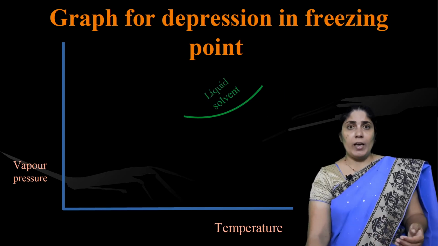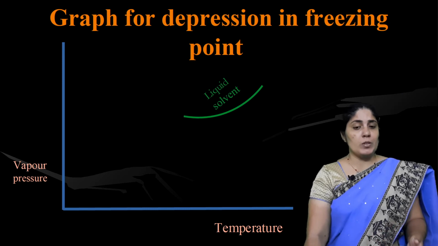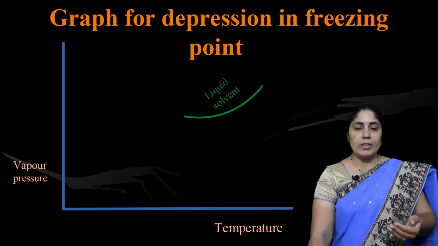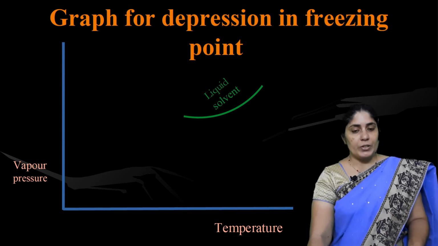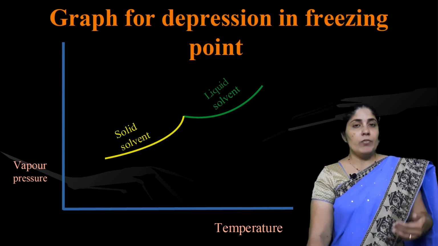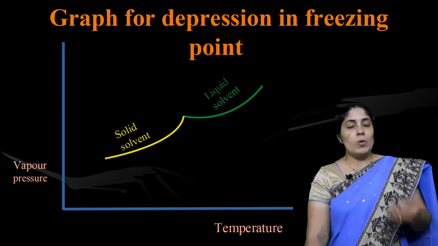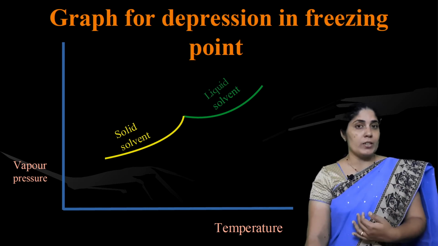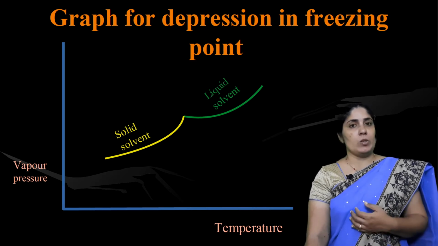The first green line shown there is of the liquid solvent. You can see here that as the temperature is decreasing, the vapor pressure also decreases. Similarly, we can have a solid also. As the temperature increases, the solid starts to melt and acquire a liquid state.